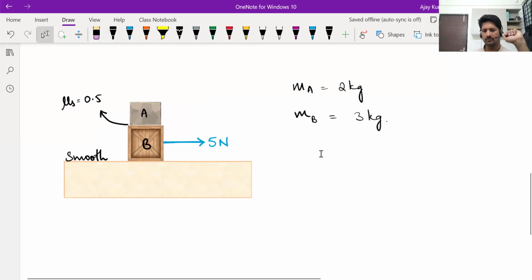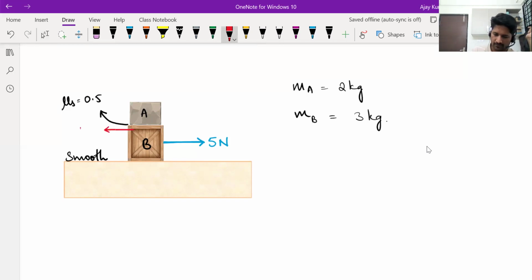Vanilla, you said friction should be 2 Newton. Why should it not be 5 Newton? And if it is 5 Newton, what happens? Sir, if friction is 5 Newton, the B block will not move and the A block will move forward, which is meaningless. You are pulling the lower block. Why will the upper block start sliding forward on its own? That is meaningless. So friction will not be 5 Newton in this case.